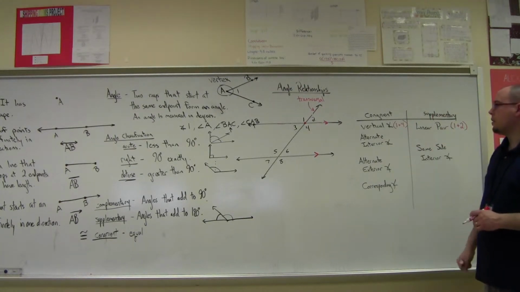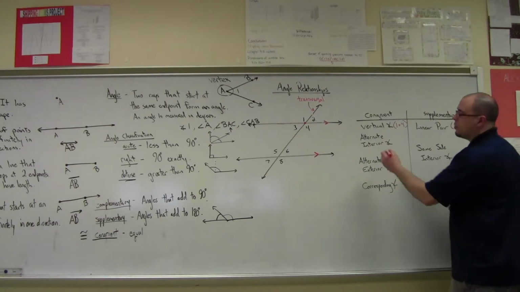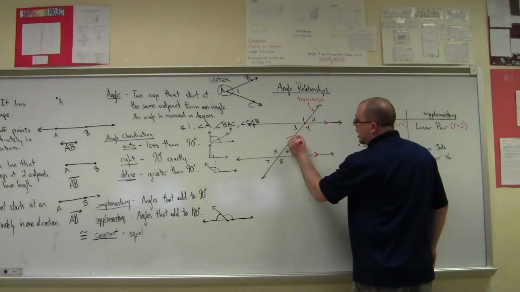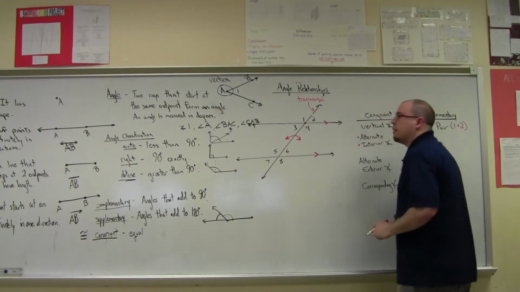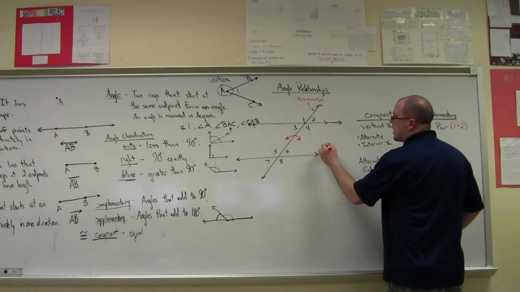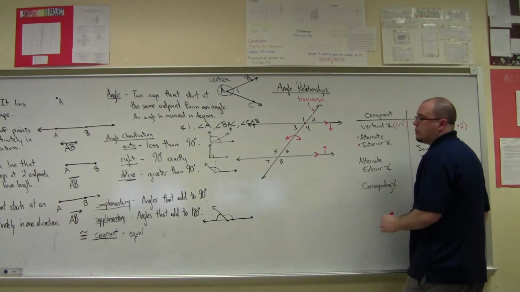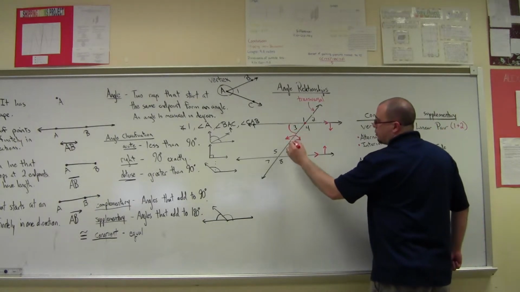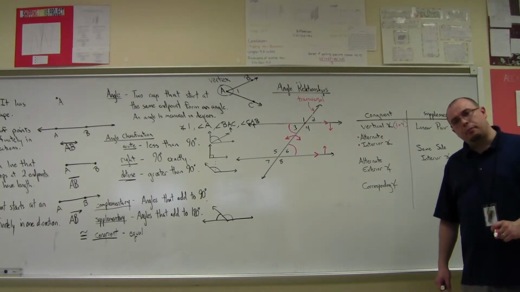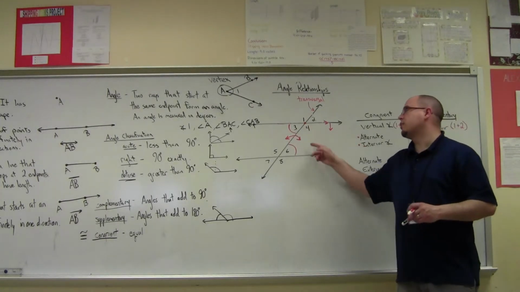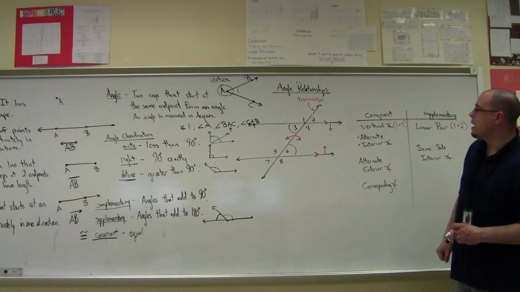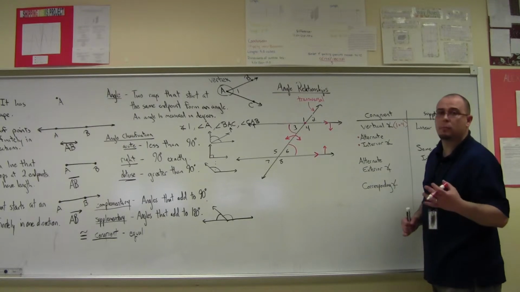The next one we're going to talk about is alternate interior angles. So we're going to think about two words here, alternate and interior. Alternate is going to mean on opposite sides of the transversal line. Interior is going to mean on the inside of the two parallel lines. So an example of alternate interior angles would be like angle 3 and angle 6. You'll notice angle 3 and angle 6 are on opposite sides of the transversal line, but they're also both inside the two parallel lines. And they're going to always be congruent.